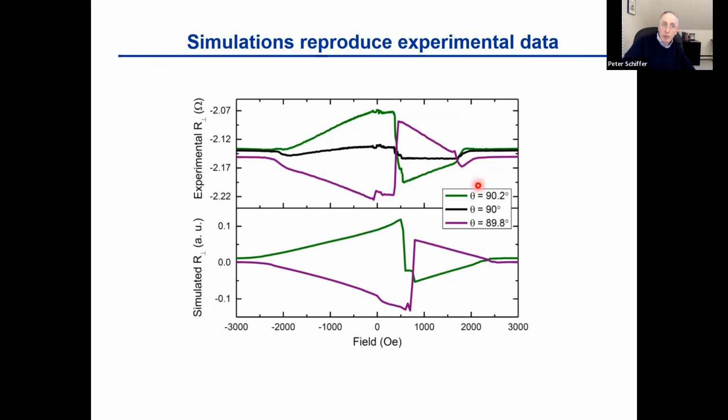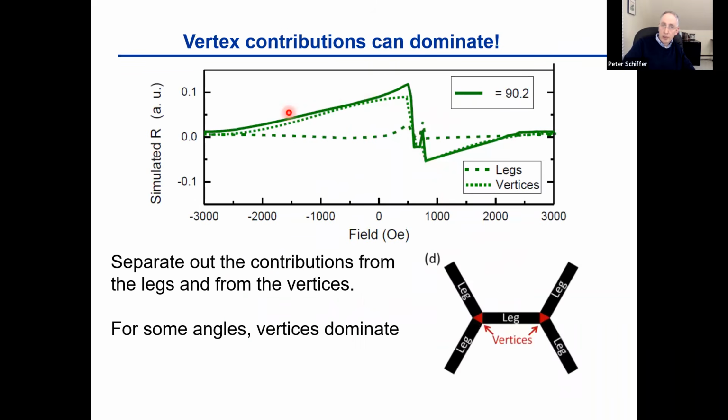And it turns out by simulating this way, so here are the experimental data, here are the simulation data. And you can see we don't get a perfect agreement, but we get pretty darn good agreement to understand what the resistance is. And this actually confirms, since we're doing an integral, we can figure out which part of the signal comes from the vertices and which part comes from the legs. And you can see most of it, in this case, comes from the vertices, not from the legs.